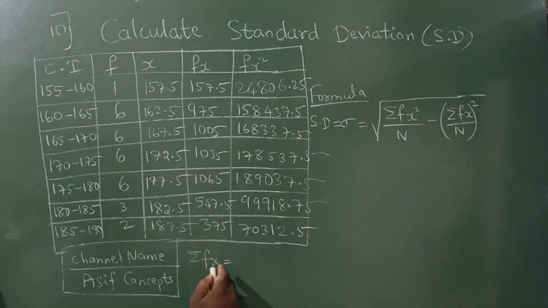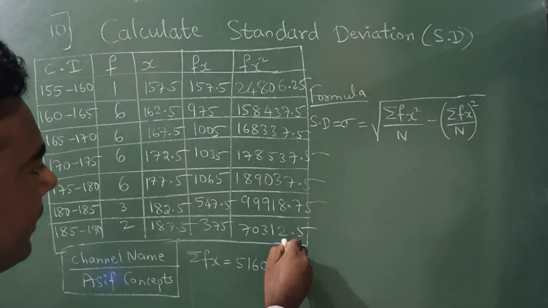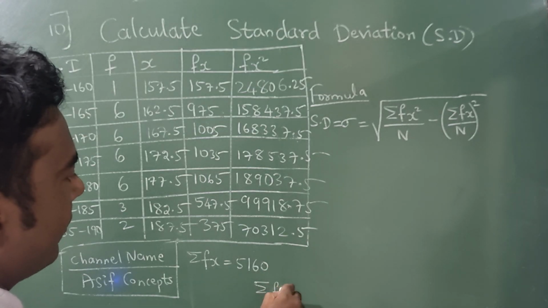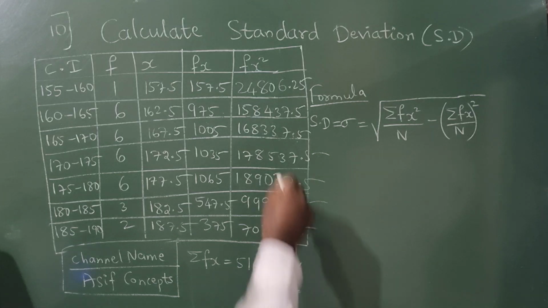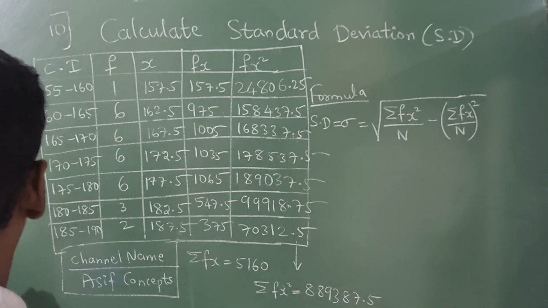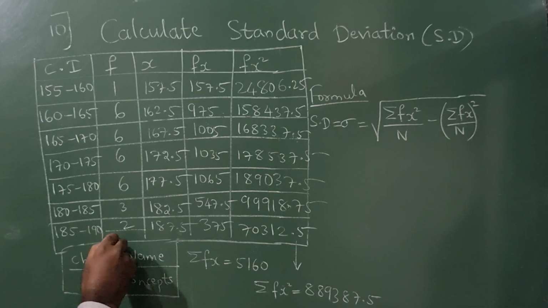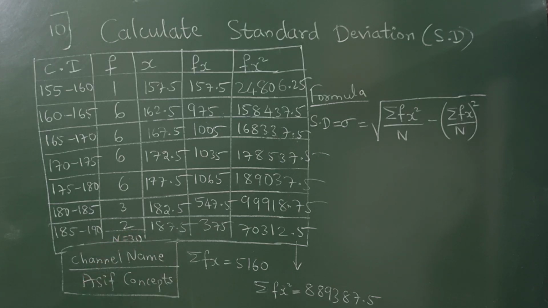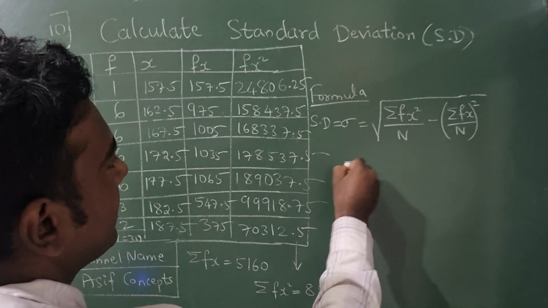Summation of fx will be 5160. Now add this column, that is summation of f into x square. Okay, if you add all this, you will get 889387.5. Add frequency column. If you add this, n equal to 30. Substitute all these values in this standard deviation.